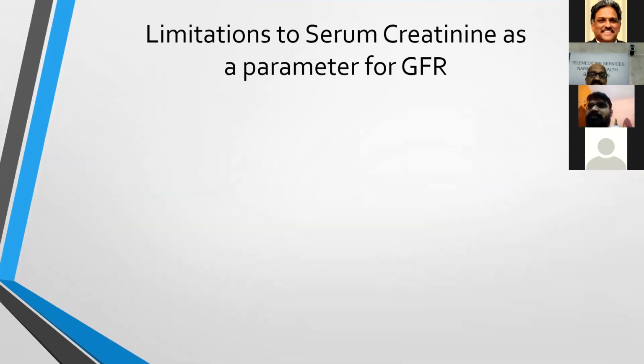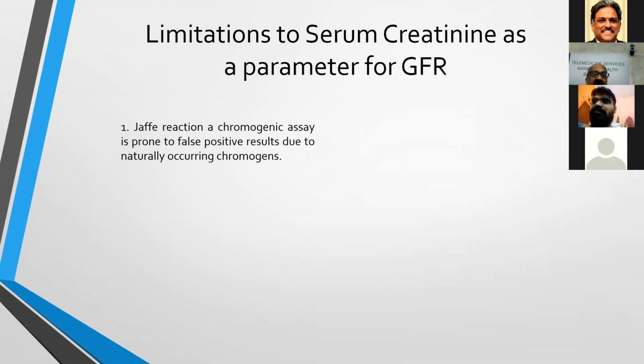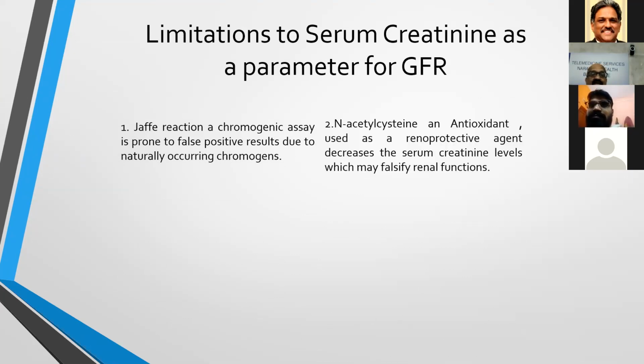What are the limitations? The first limitation is that the Jaffe reaction, which is used to determine creatinine levels, sometimes is prone to give false positive results due to naturally occurring chromogens. The second thing is N-acetylcysteine, an antioxidant used as a renoprotective agent, decreases serum creatinine levels, which may falsely imply improved renal function. The next point is that, as we said, the serum creatinine is dependent upon the muscle activity and muscle mass, the protein intake, and the tissue catabolism.